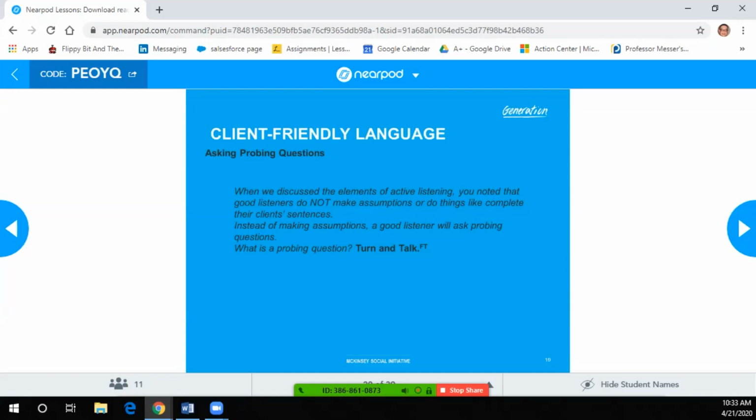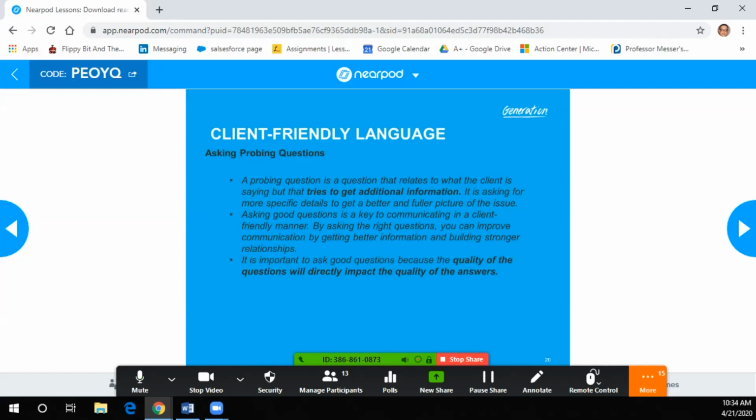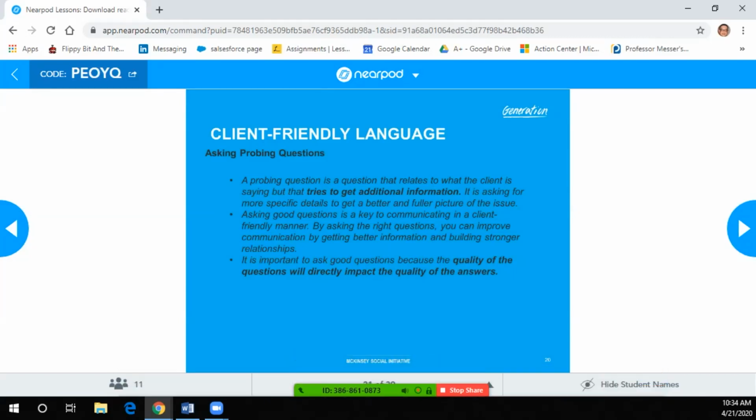So when we discussed the elements, I just went to slide 20 of active listening, you noted that good listeners do not make assumptions. We shouldn't be making assumptions. They do things like complete the person's sentences. Instead of making assumptions, we ask probing questions, and then eventually when we believe we have the information that really is what they want, I just went, sorry, to slide 21.